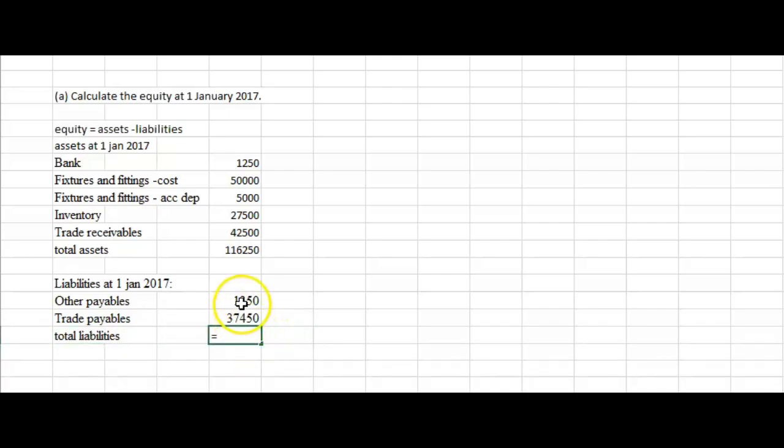Now we apply the formula. Equity equals total assets minus total liabilities. 116,250 minus 38,800 equals 77,450. So, the opening equity as at 1 January 2017 is 77,450. Remember, opening equity and opening capital mean the same thing. It's just the owner's investment in the business at the start of the period.